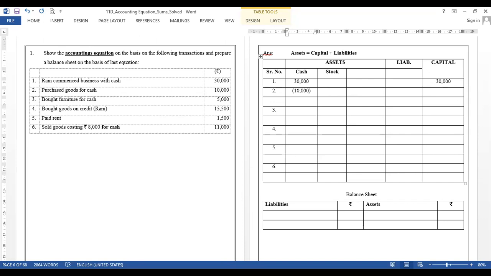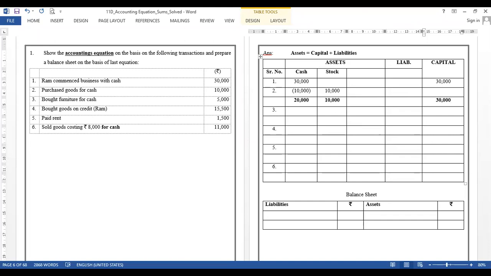When I have to show by way of deduction, I'm using the bracket sign over there. That's absolutely fine to me. अगर आपको माइनस साइन यूज करना है तो माइनस साइन यूज करो, जो भी. ठीक है. Cash reduces. On the other hand, stock increases. So stock increase कर दो. Now many of you might be in a habit of finding the new equation after the second, third, fourth, fifth. The new equation that will come to us, 30 minus 10 is 20. Stock is 10. So total is 30. So accounting equation is verified.